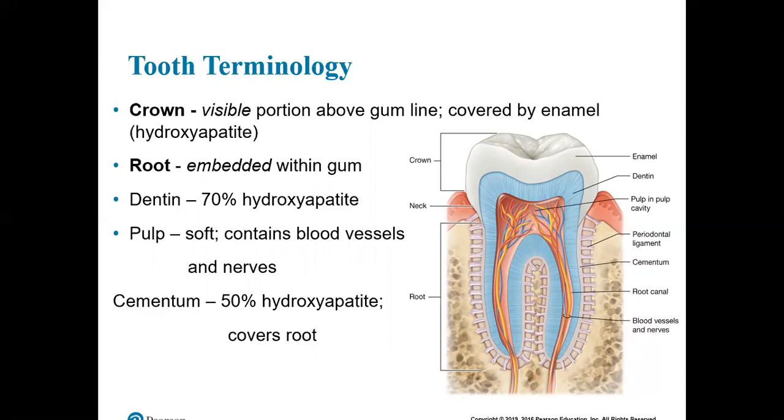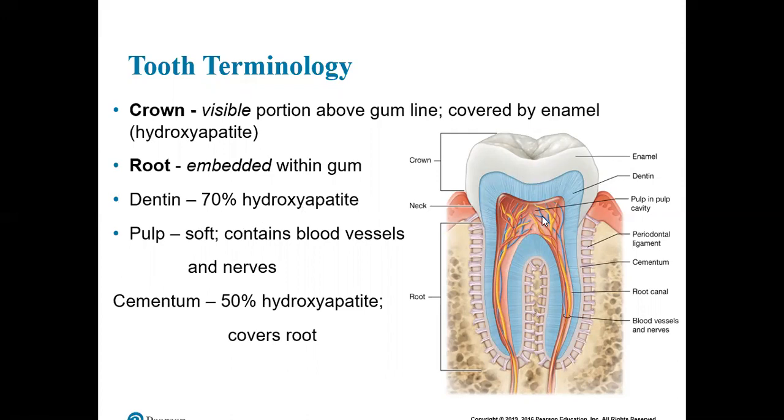Anything below the gum line is the root of the tooth. And it's covered by a couple of different things. One, you see it has dentin around it. And so, again, if you look at the diagram, you see this little area here called dentin. That's also hydroxyapatite, but it's only about a 70% proportion of it. So it's not as hard as the enamel. So it's less than the enamel.